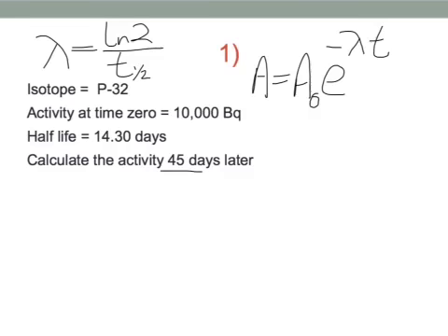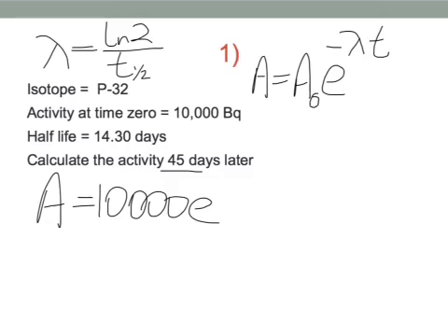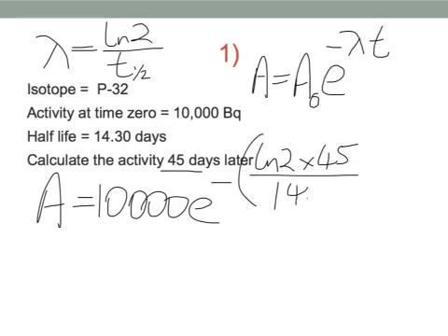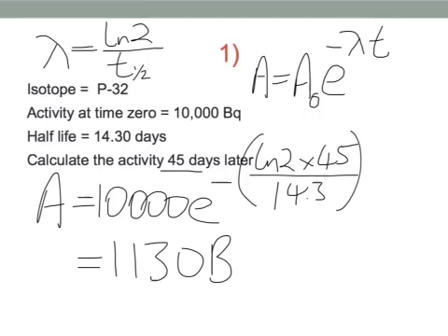So if you plug the numbers in, the activity A will equal 10,000, the initial activity, times e to the power of, it's going to be a rather large bracket, log 2 times 45 days over the 14.3 days. So that those days cancel out. And you then will find the answer to be, hopefully, 1130 becquerel, and that's to 3 significant figures.